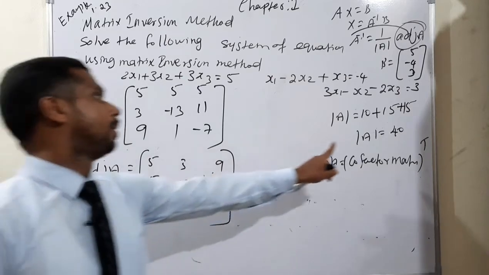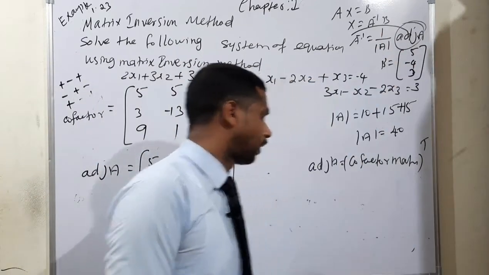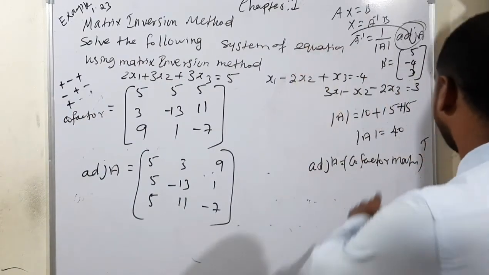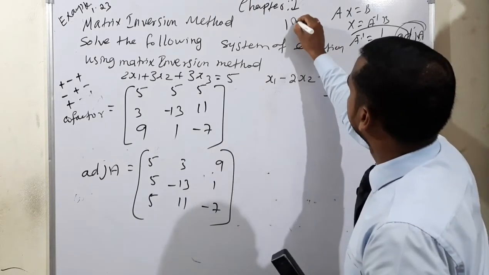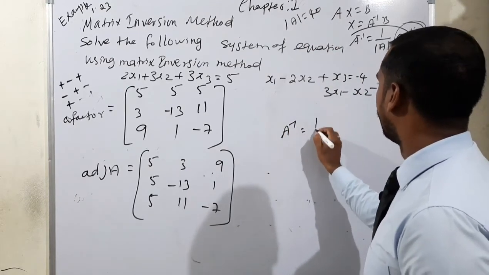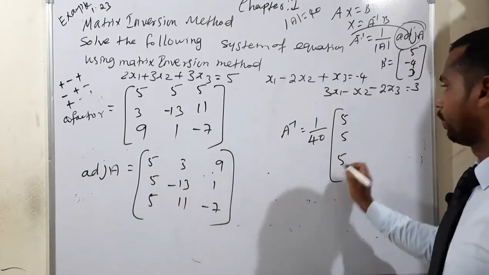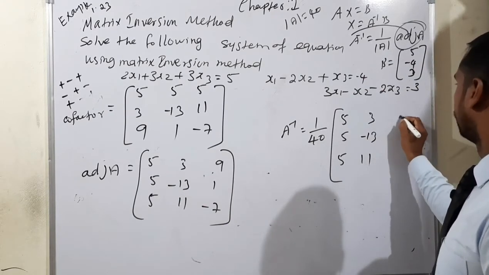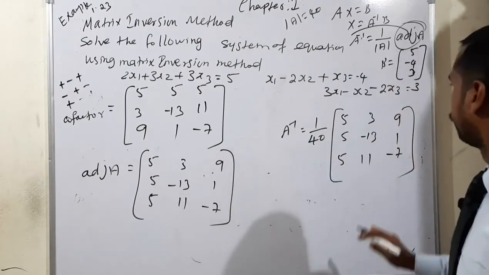Now we found determinant of A and adjoint of A. Then how to find out inverse? 1 by determinant of A into adjoint of A. So determinant A value 40, isn't it? Again, A inverse means 1 by 40 into adjoint of A. First row, first column 5, 5, 5. Second column 3, minus 13, positive 11. Third 9, 1, minus 7. So listen very carefully. This is A inverse.